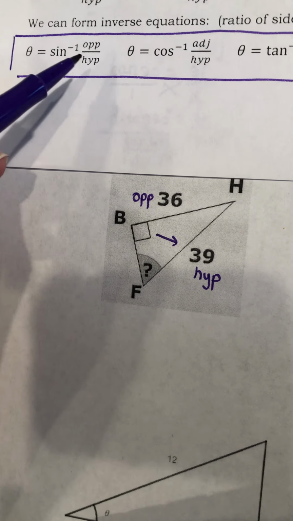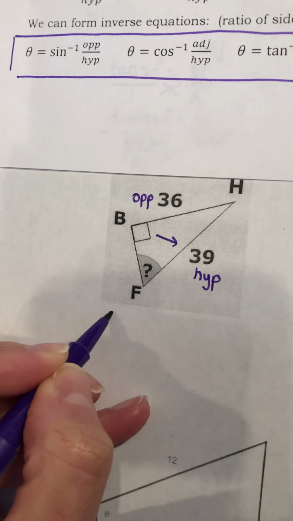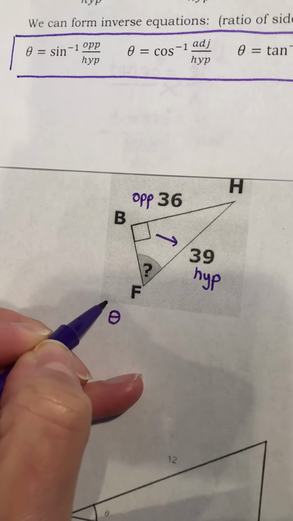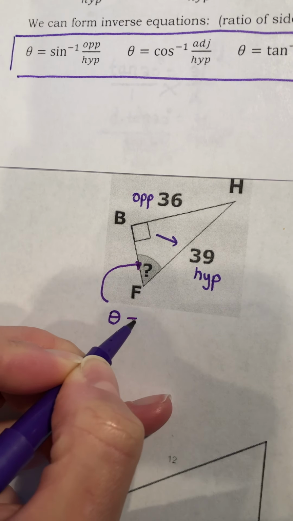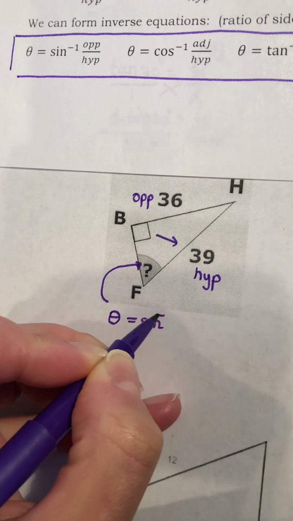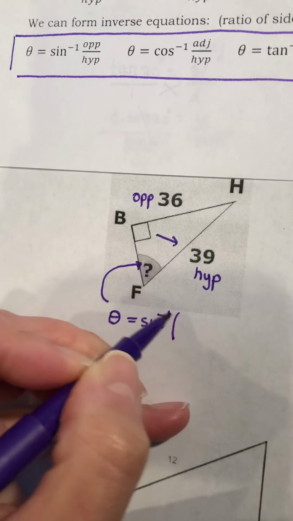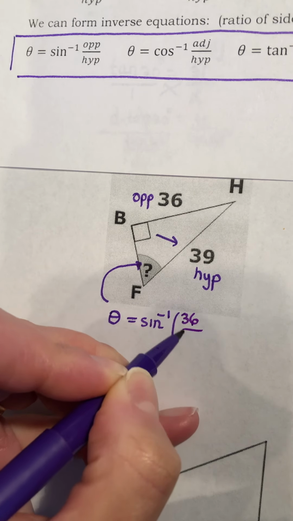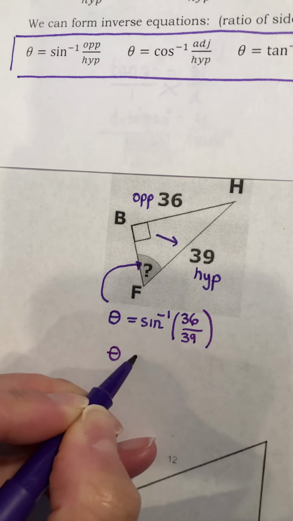So what you do, and this is actually easier than the first problem, is you literally write theta equals, theta is the same thing as question mark, that's what we're looking for, inverse sine, and I always put these in parentheses actually, opposite, which is 36 over 39. And you literally type this in your calculator and out comes an answer.